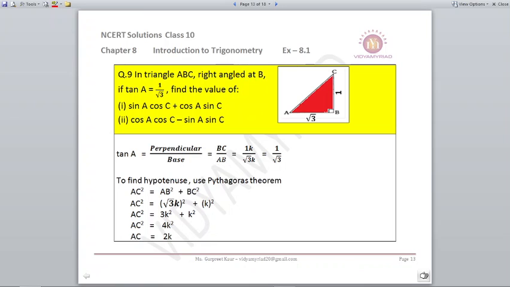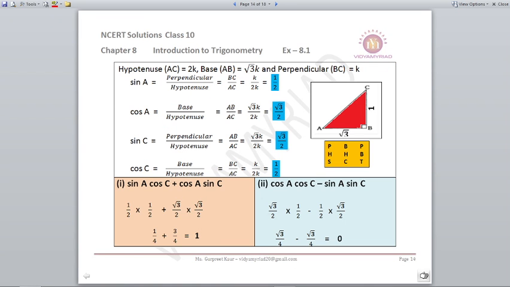Now we have to find out the hypotenuse using the AB value and BC value, which comes out to be 2k. So I am going to write this in a straight line. Hypotenuse comes out to be 2k, base comes out to be root 3k and perpendicular comes out to be k. So accordingly, we will find out the values of sin A, cos A, sin C and cos C, which is required in the question. And we know the trick. I have made it in an orange box. You can use that. Sin A is P upon H, that is 1 upon 2. Cos A is B upon H, that is root 3 by 2.